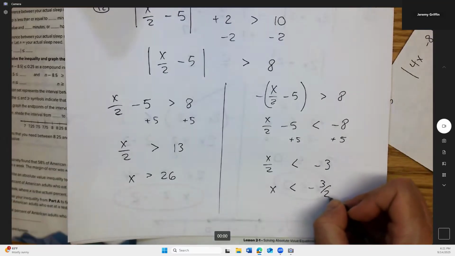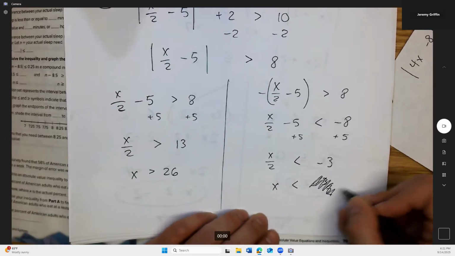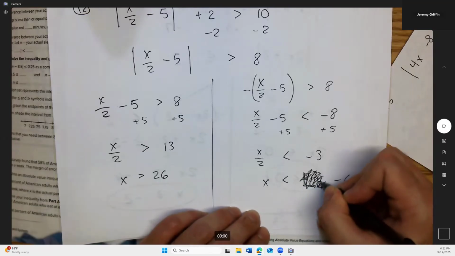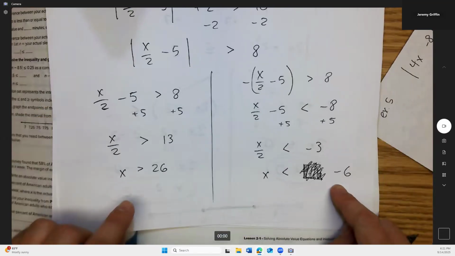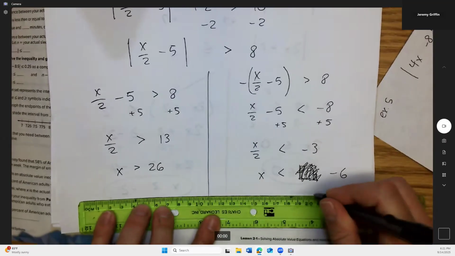Make sure I'm getting this right. 6. Oh, I'm sorry. Whoops. Negative 6. Right? What am I thinking? If I multiply. Okay. All right. So less than negative 6, but also greater than 26. Yeah, that's going to be a split number line, isn't it?